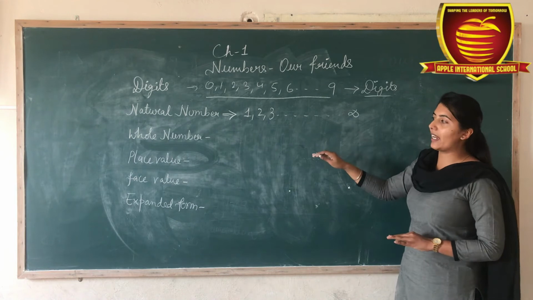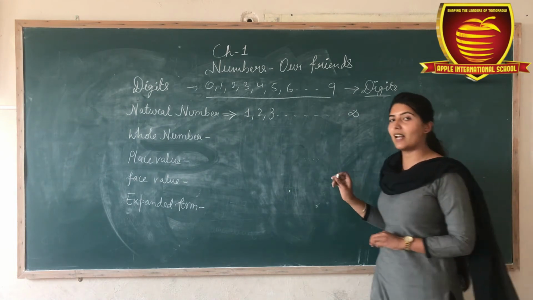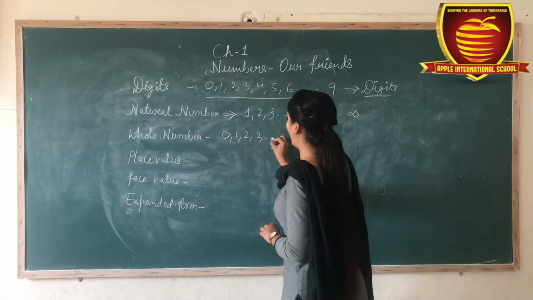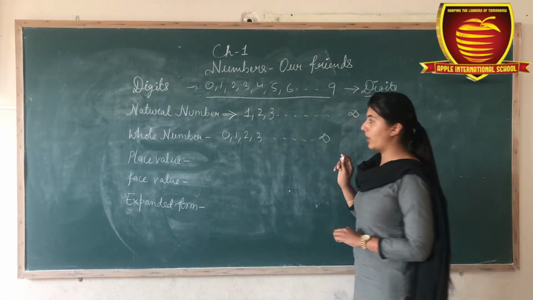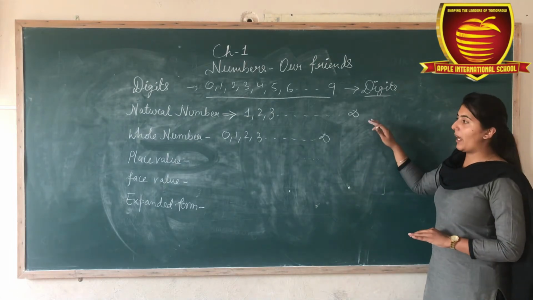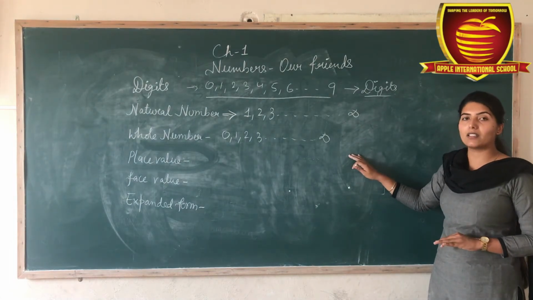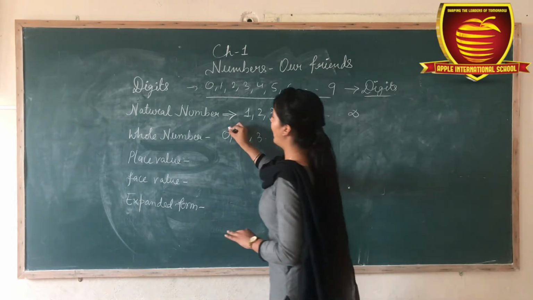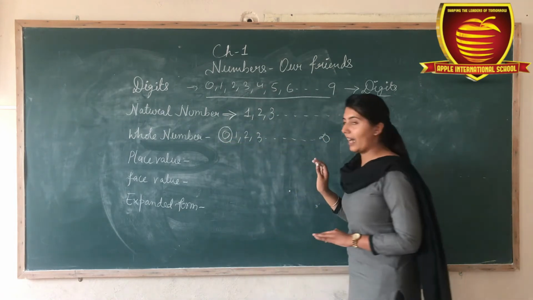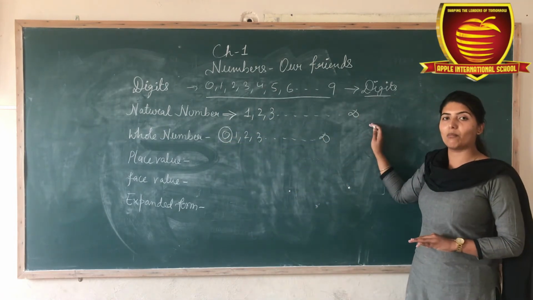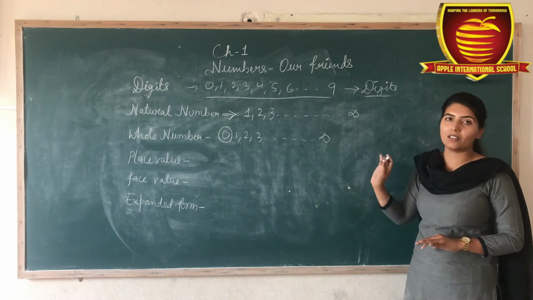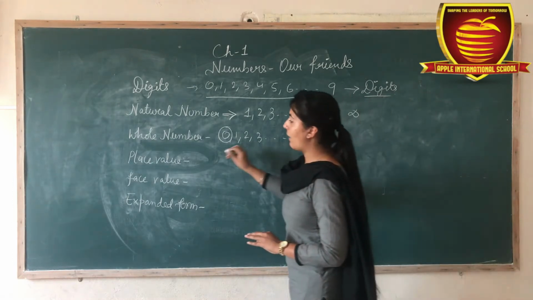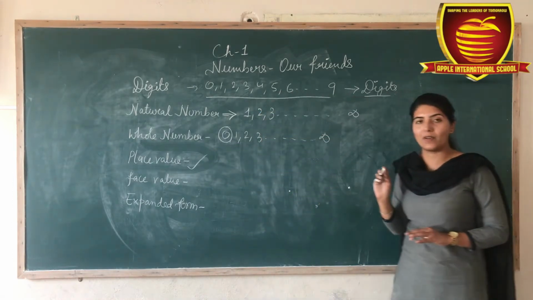Now the second one is whole numbers. Whole numbers start from 0: 0, 1, 2, 3 up to infinity. What is the main difference between natural and whole numbers? The main difference is that whole numbers start from the digit 0, but natural numbers start from the digit 1. Is it clear? Now, after that, we discuss place value.